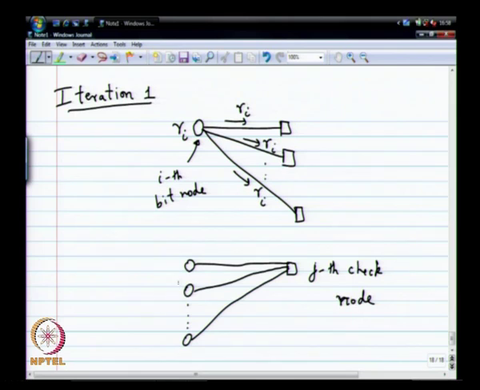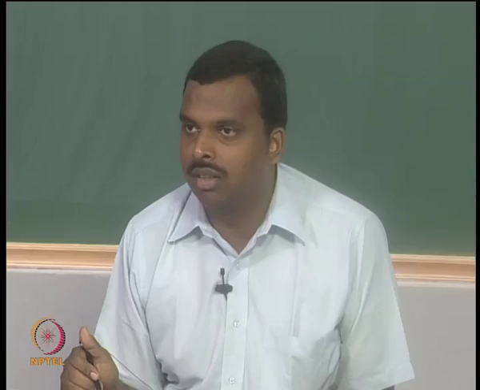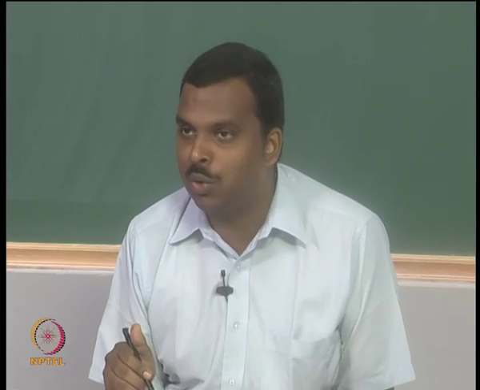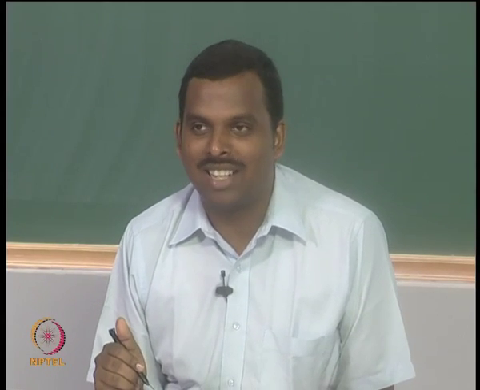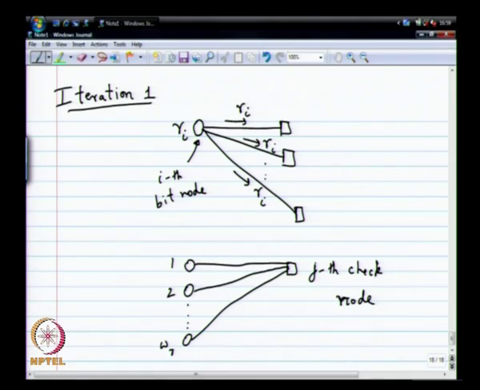Just to make the notation simple, I will number these bit nodes as 1, 2, all the way to WR. Of course, the numbering will depend on j, right. If you want, you can call it 1 of j, 2 of j, etc., or maybe j1, j2, whatever you want to call it, but to simplify notation, I will simply say 1, 2 all the way to WR. Okay. These are the bit nodes that it is connected to.